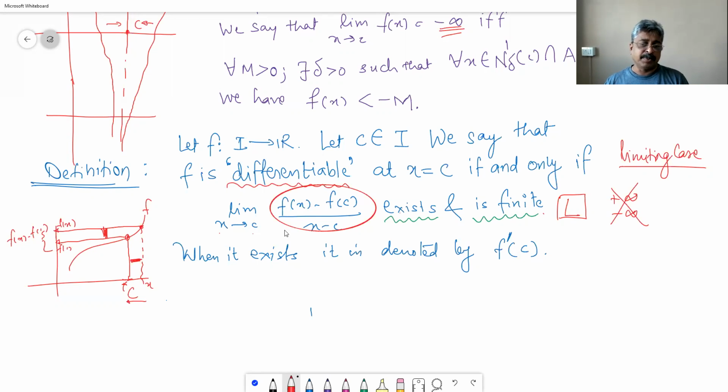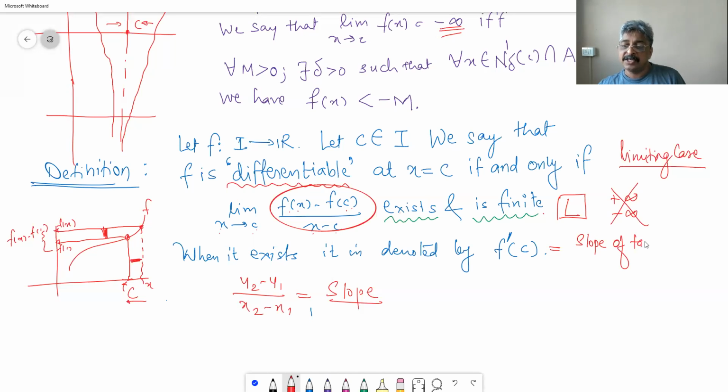So now let us take an example. So this is y2 minus y1 upon x2 minus x1, which in two-dimensional geometry we called slope. If x and c are distinct, then it is the slope of the secant. But if we take the limiting case as x tends to c, then the limiting secant is a tangent. Therefore, this value f dash of c geometrically is the slope of the tangent at x equal to c. That is the geometric interpretation of the differentiable function at c, or the derivative of the function at c. Okay, so let us see the example.